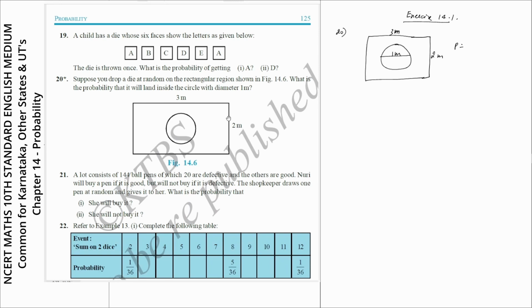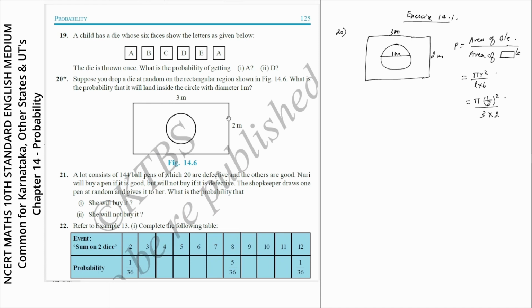So probability will be equal to area of circle divided by area of rectangle. So area of circle is given by pi r square, and the area of rectangle is given by length into breadth. So this is equal to pi into, what is the radius of the circle? Diameter is 1 meter, so half of that is radius, so 1 by 2 the whole square, by, here what is the length? Length is 3 meter, breadth is 2 meter.